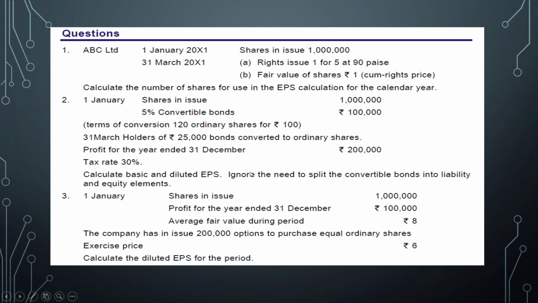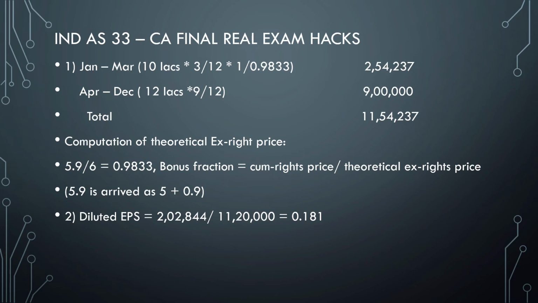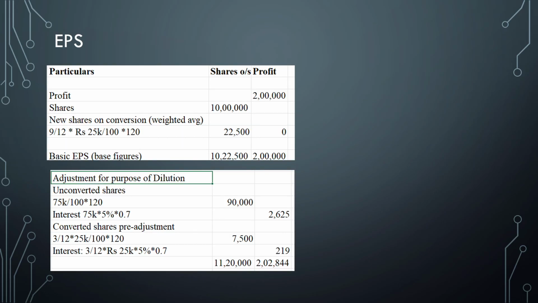The splitting and all those things are very important in IND AS 109, which we'll be seeing later. So let's quickly check what is expected from you in this. The answer is diluted EPS is 2,02,844 by 11,20,000, which will give you 0.181. How did we arrive at this? It is fairly simple. These two boxes of working are also very important.